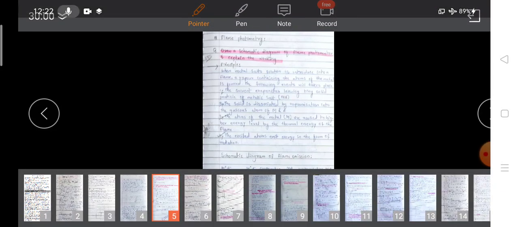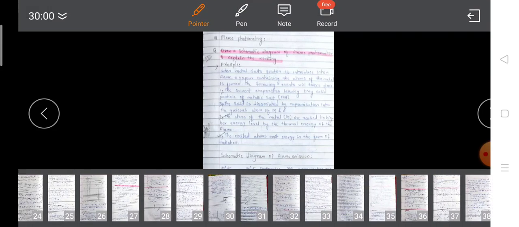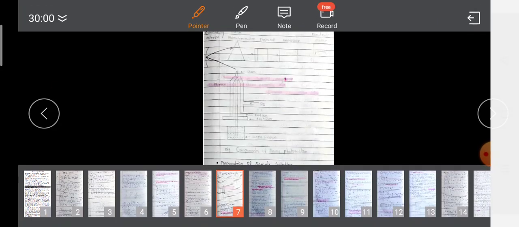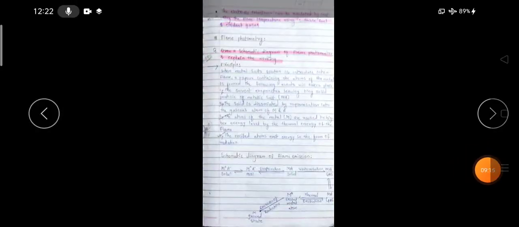Now you got this principle of this particular flame photometry. What is there in the principle? Very simple things are there, you can see there. What we have talked about in the flame photometry, that you should remember always, it is very much important.